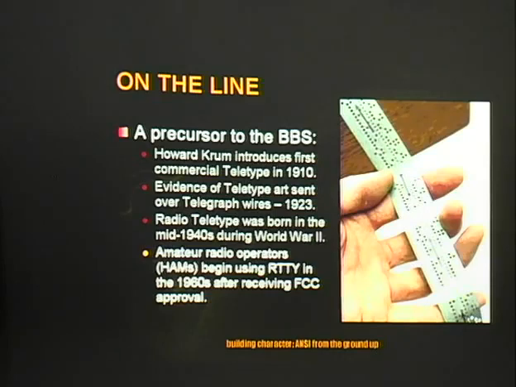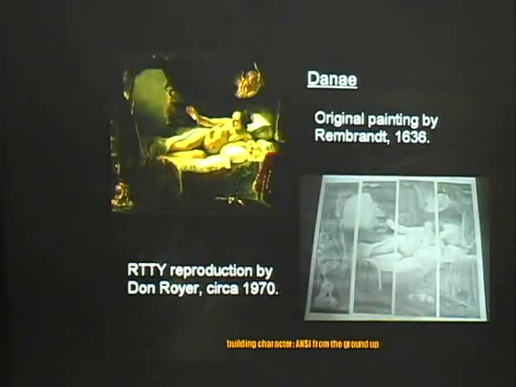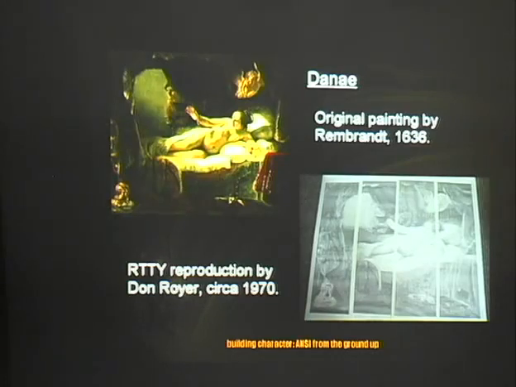As I mentioned before, RTTY artists started to show up in the 1960s after they received FCC approval to use the radio for other means. This is a very complex example of RTTY art sent over ham radio. This was done by Don Royer sometime in the 1970s. And this is actually four printed panels.